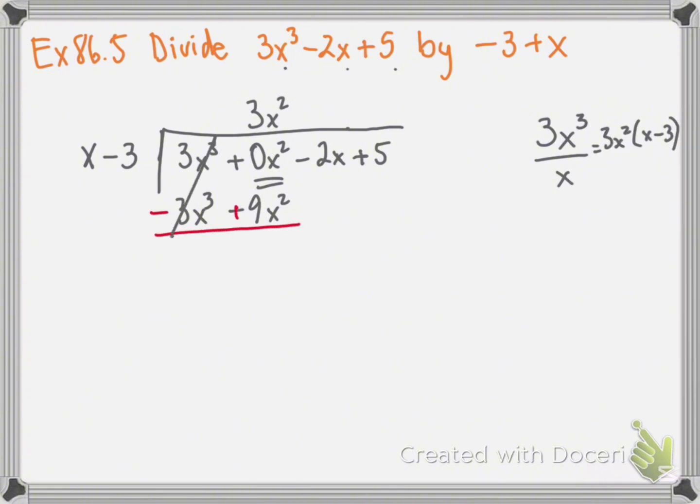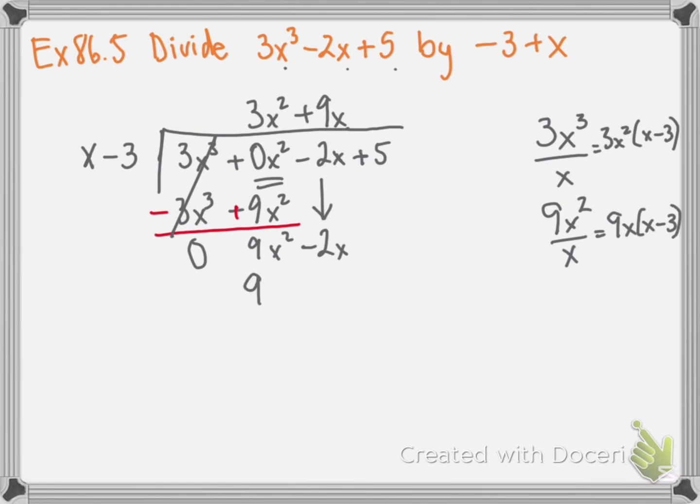And those two cancel. And 0 plus 9 is 9x squared. Then we bring down the minus 2x. And we do everything again. Put it here in the answer. And then multiply times the divisor. We get 9x squared. And 9 times negative 3 is negative 27x. We change colors to change signs. And then we're ready to combine. The first two cancel. And 27 minus 2 is 25x.